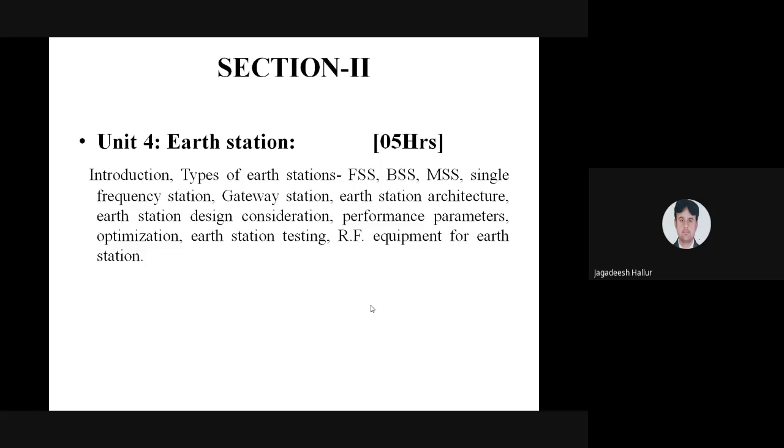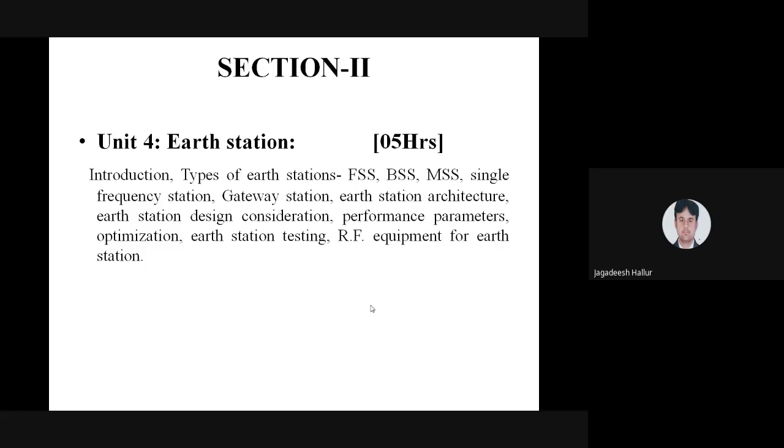He will ask you this question for 4 marks: explain the types of Earth Stations. One is Fixed Satellite Service, FSS. Second is BSS, Broadcast Satellite Service. And third is Mobile Satellite Service.